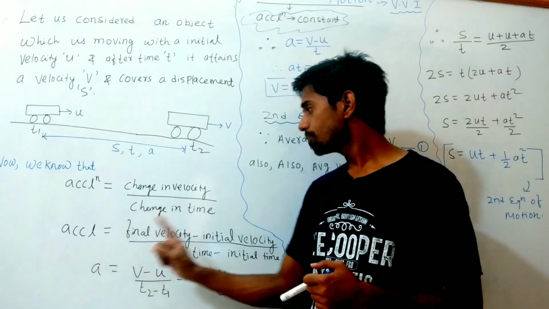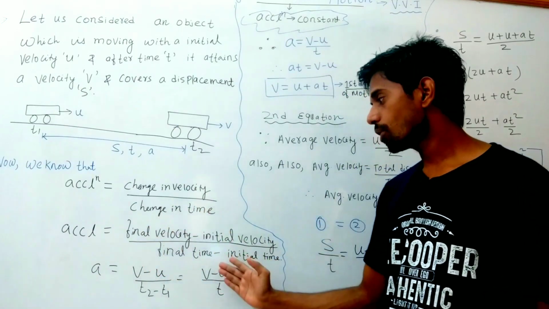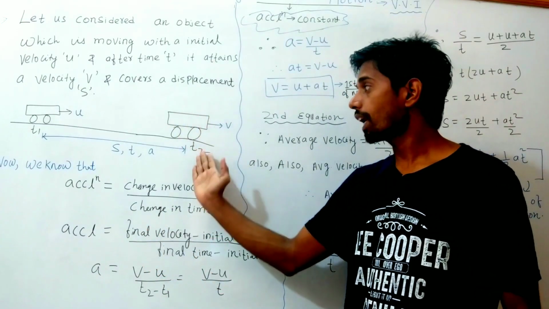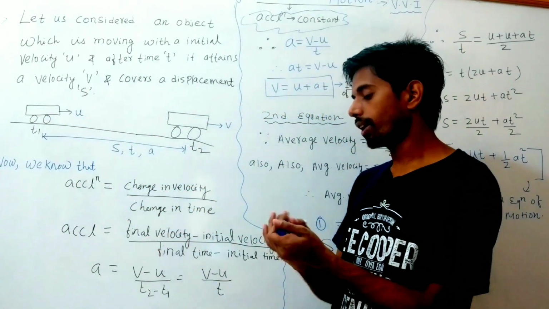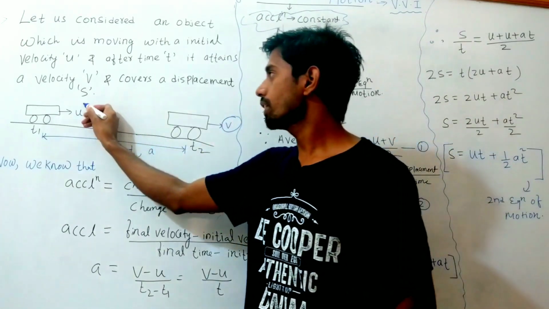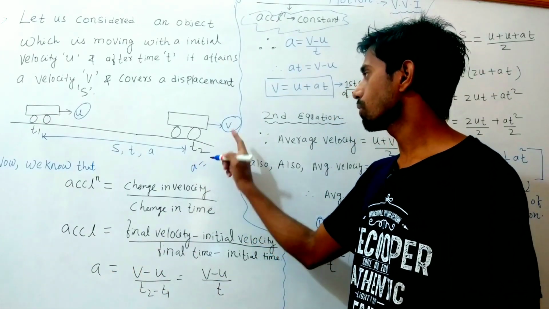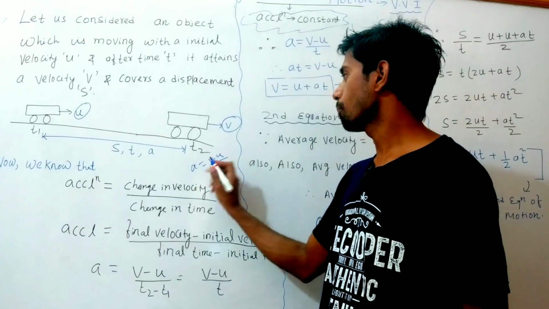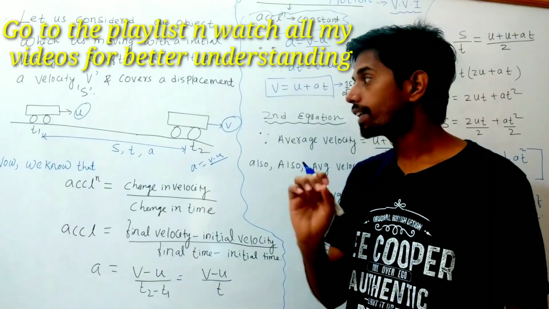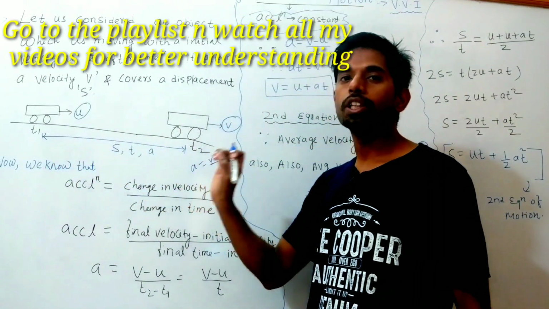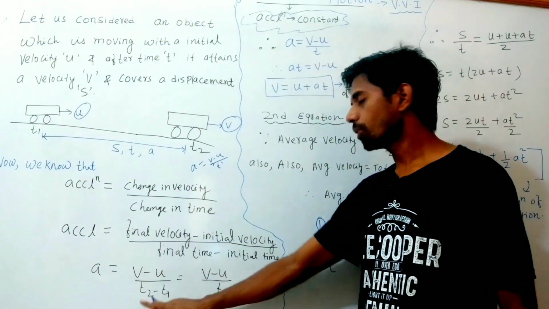Now acceleration is equal to change in velocity. What do you mean by change? Final velocity minus initial velocity, and change in time means final time t2 minus initial time t1. Final velocity is v, initial velocity is u. So we can write acceleration is equal to v minus u upon t2 minus t1. T2 minus t1 simply gives the time interval between t1 and t2. So t2 minus t1 is t.